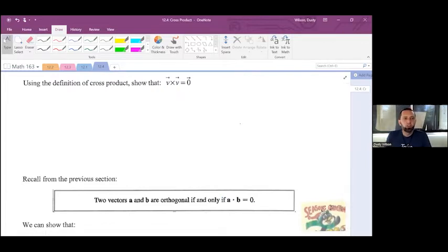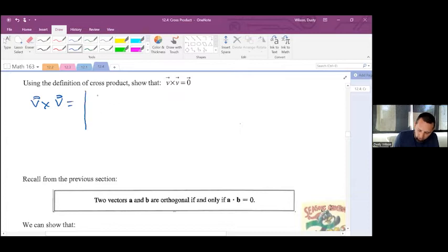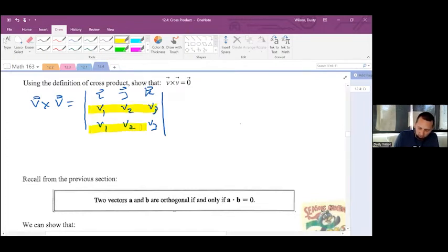So let's use the definition of the cross product to show that V cross V is equal to the 0. This would be the 0 vector. So to do this, we can take V, cross it with V, and we don't know exactly what this V is, but we would write it as i, j, k, and then maybe V1, V2, V3, V1, V2, V3 for the entries. Notice we have the same entries in the second row and the third row because it's V cross itself.